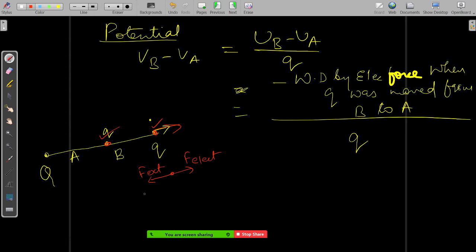So this force external is basically negative of the force electrical. See, the magnitude of force external will be equal to the magnitude of force electrical, the electric force, the Coulomb's force. Both the magnitudes will be equal.